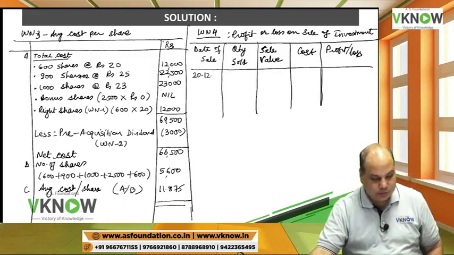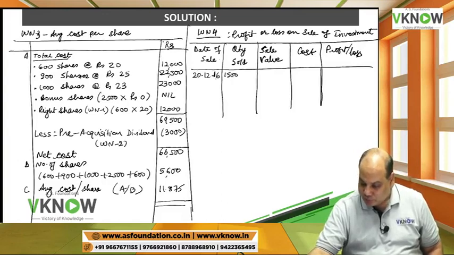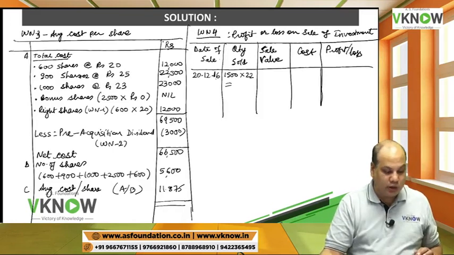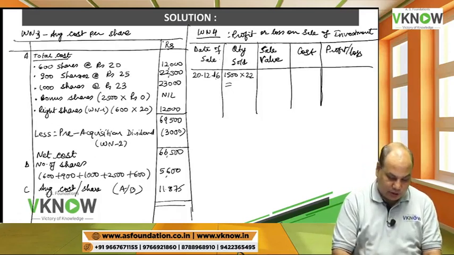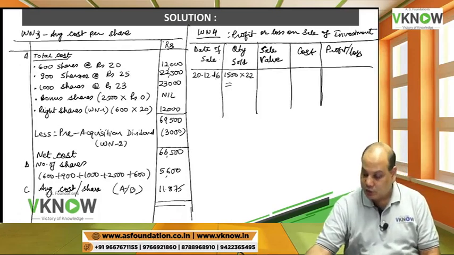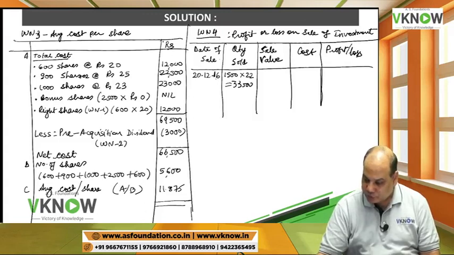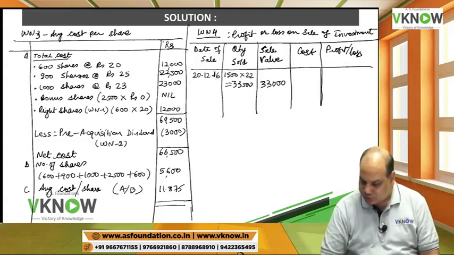20th November, 20th December 16. 1500 quantity was sold at the rate of 22 rupees. Multiply 1500 into 22. 1500 shares were sold at 22 rupees. So I'll take my calculator. 1500 into 22, 33,000. Sorry, I have written in this column. It should be written here. Here just write down 1500.